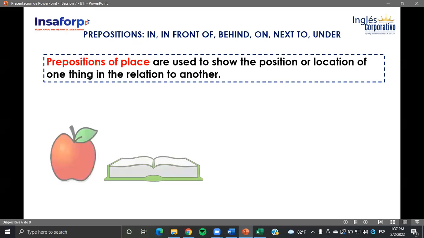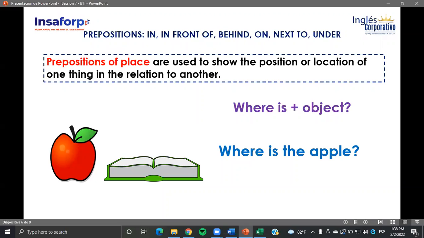Another scenario. First, again, analyze the picture. What do we have? We have an apple and a book. Now look at the position. My question is, where is the apple? It's next to the book. Yeah, it is next to the book, or the apple is next to the book.